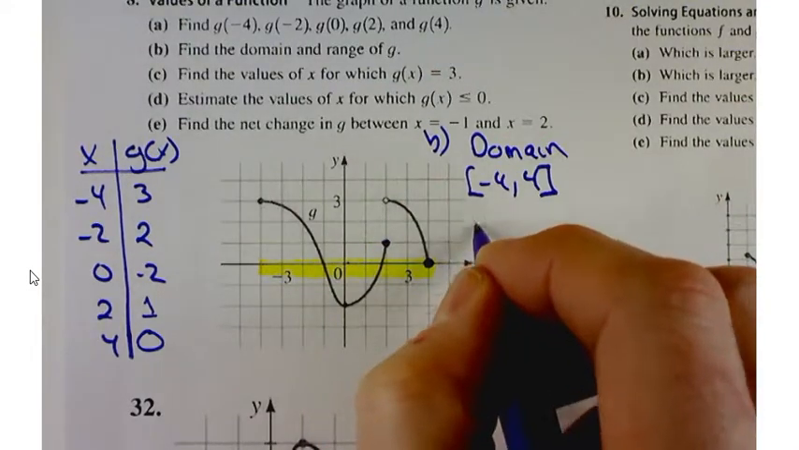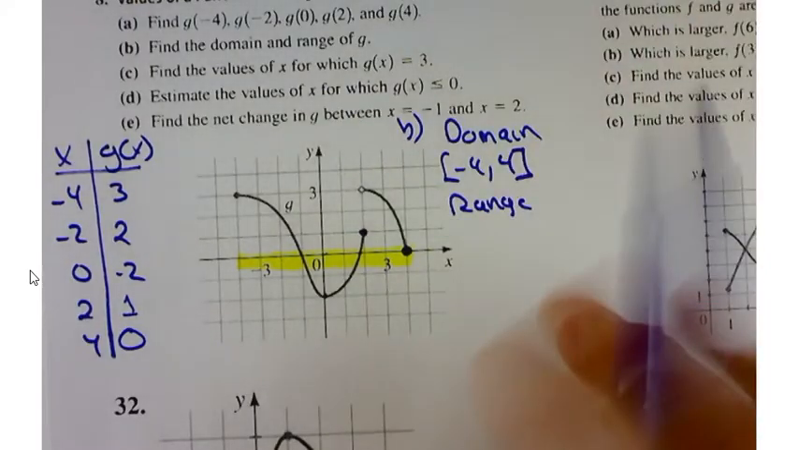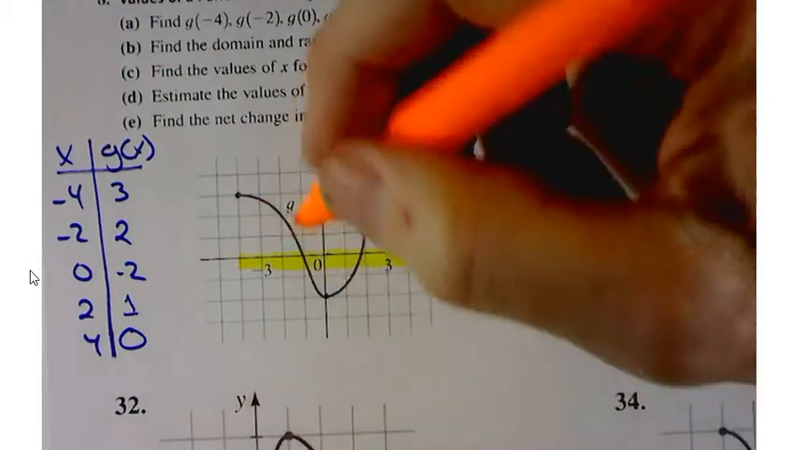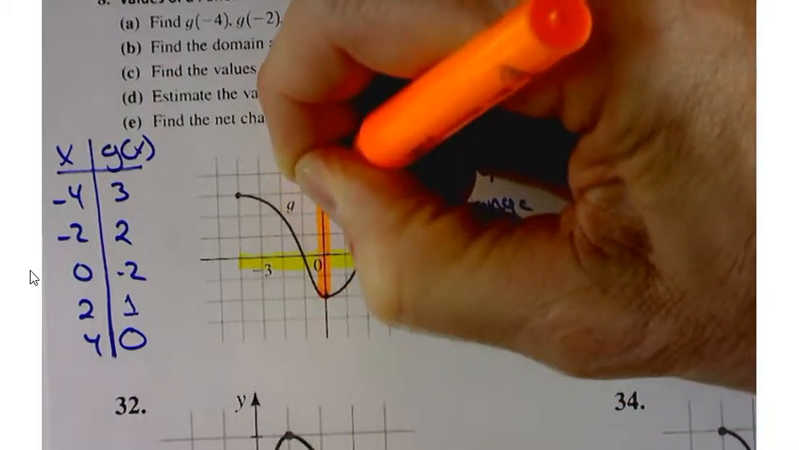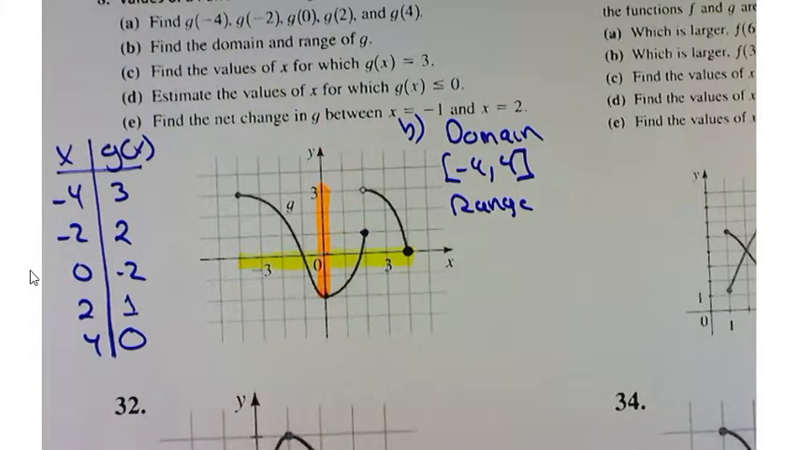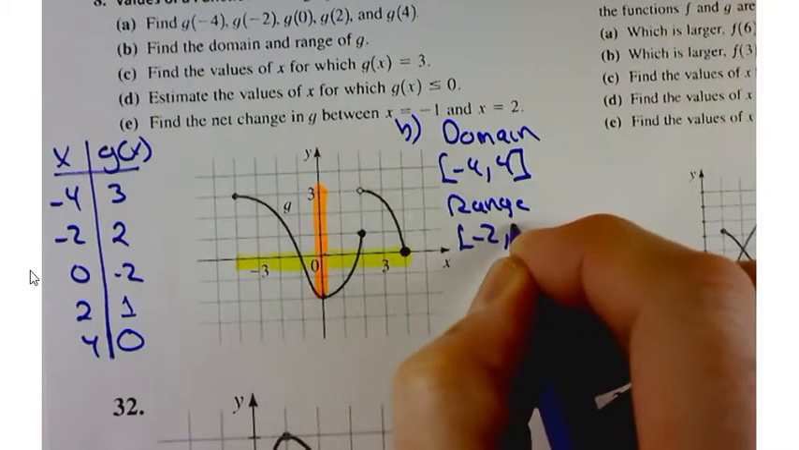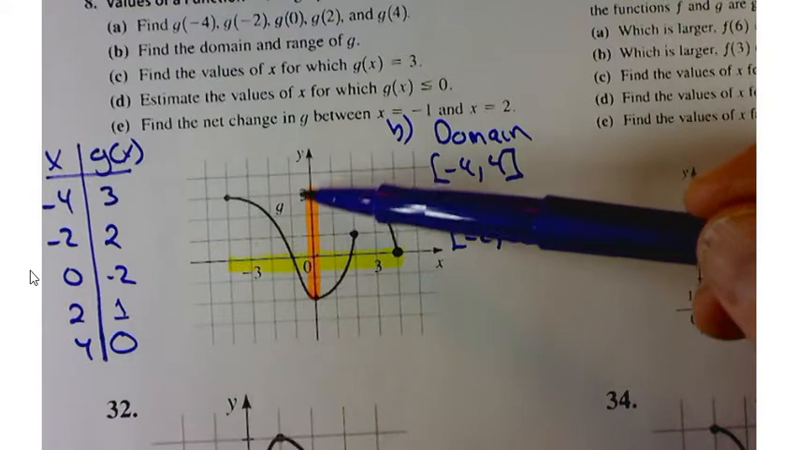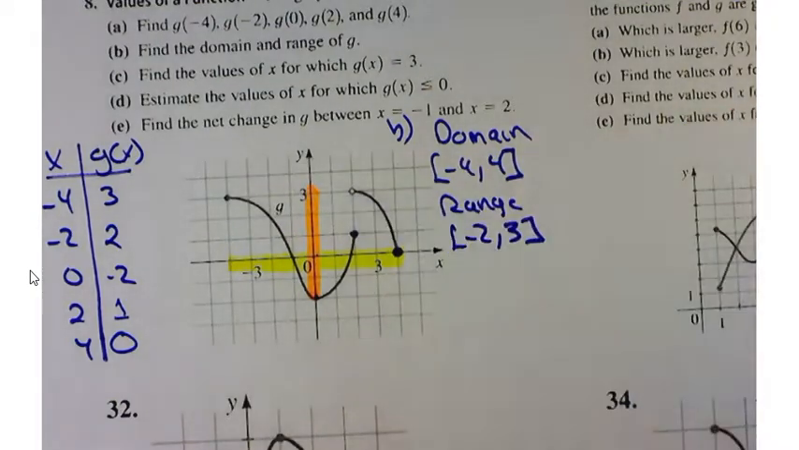Let's take a look at the range. The range is the y values. So the y values, I'd appreciate you list it from lowest to highest. What would the y values be? Good, -2 to 3. So -2 to 3, and again, brackets because the graph does exist at these points. Notice it doesn't exist here, but it does exist here. So it does have a value at 3.